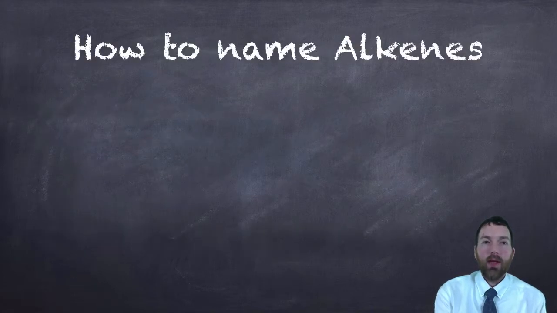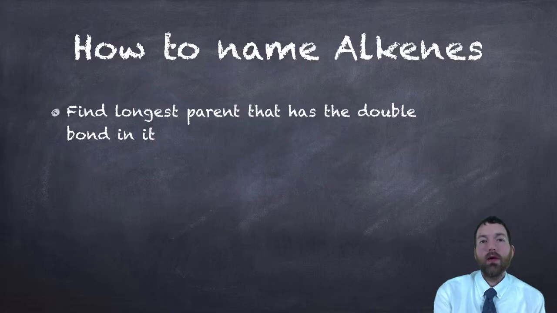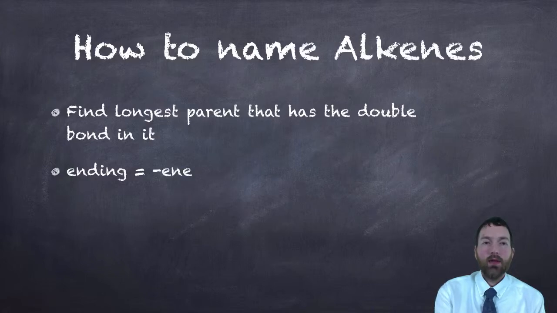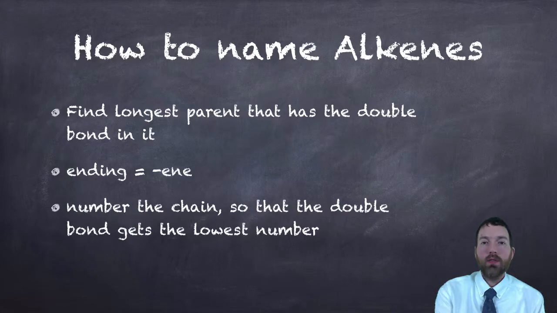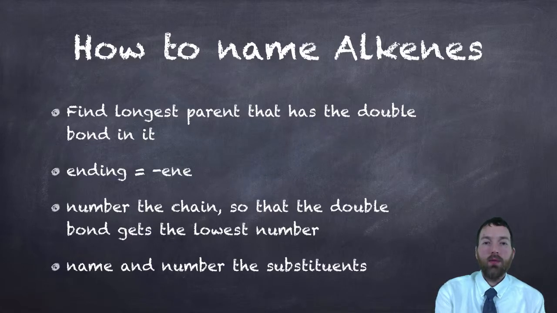So here's how to name alkenes. First, you need to find the longest parent chain that has the double bond in it, and that will be your prefix. The ending will be "ene" for an alkene. And then we number the chain so that the double bond gets the lowest number, and you name and number any substituents that you have.